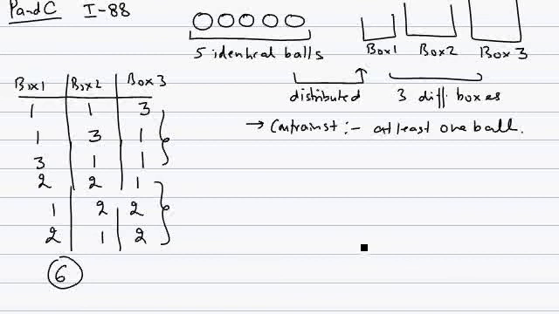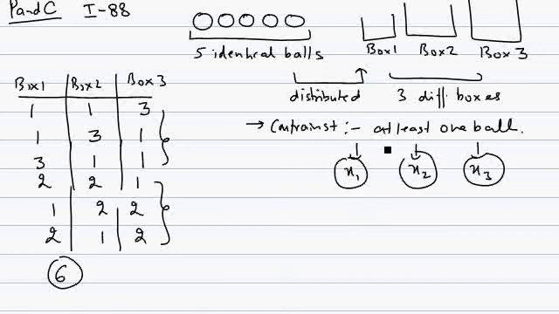Now how do we do it mathematically? Let's come back to this question. There are 3 boxes, so we define 3 variables. x1 is the number of balls that will go to box 1, x2 the number of balls that will go to box 2, and x3 for box 3. So I'm defining 3 variables, x1, x2, x3, which represent the number of balls given to boxes 1, 2, 3 respectively.